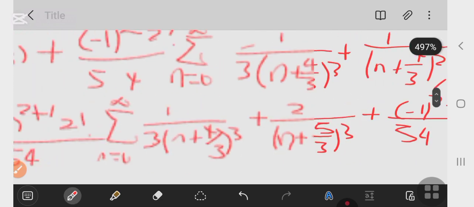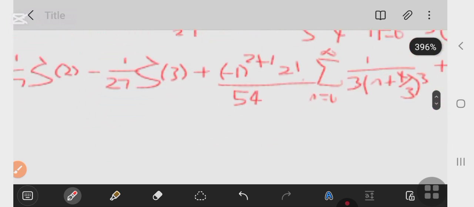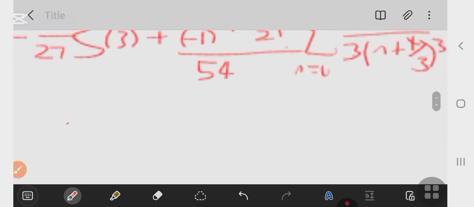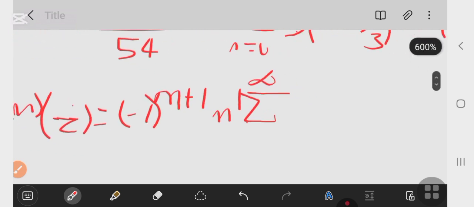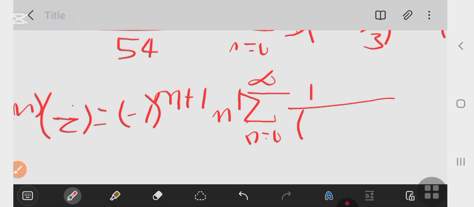Now remember what the Polygamma function states, that Polygamma m of z for any variable z is the same as minus 1 to the power of m plus 1 m factorial, all into the sum to infinity of n starting from 0 of 1 over n plus z to the power of m plus 1. Okay, this is it.